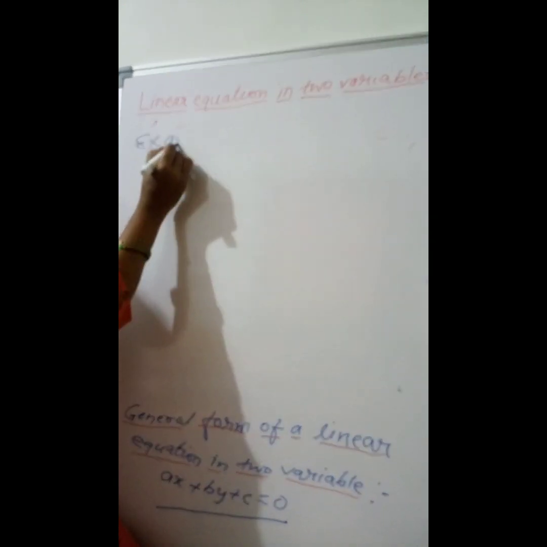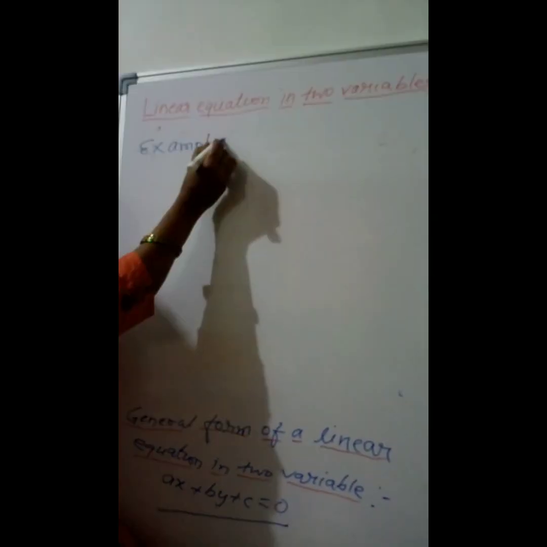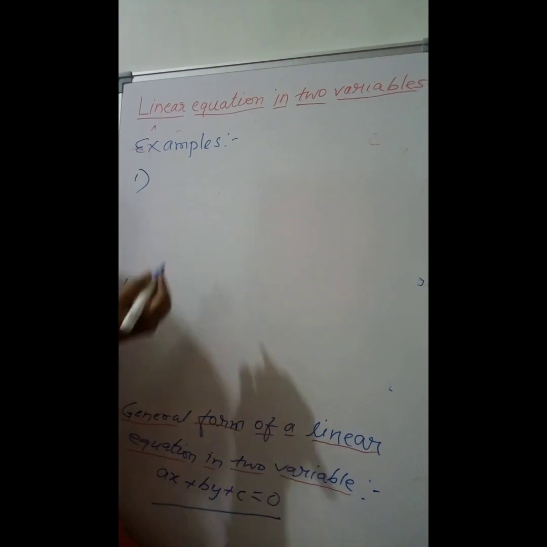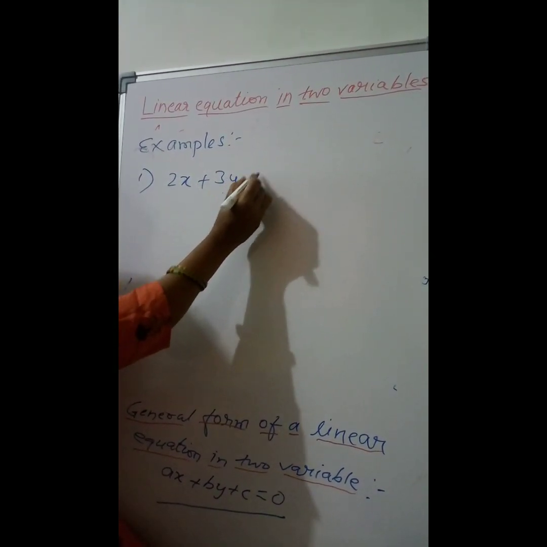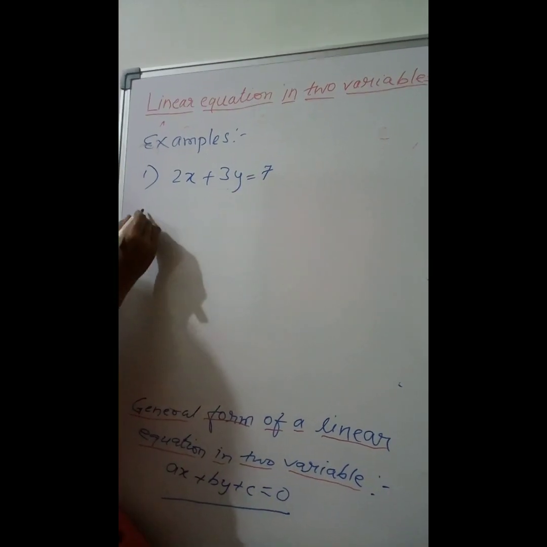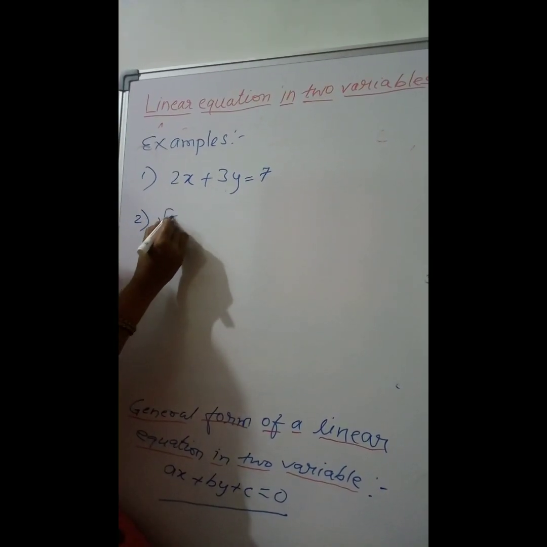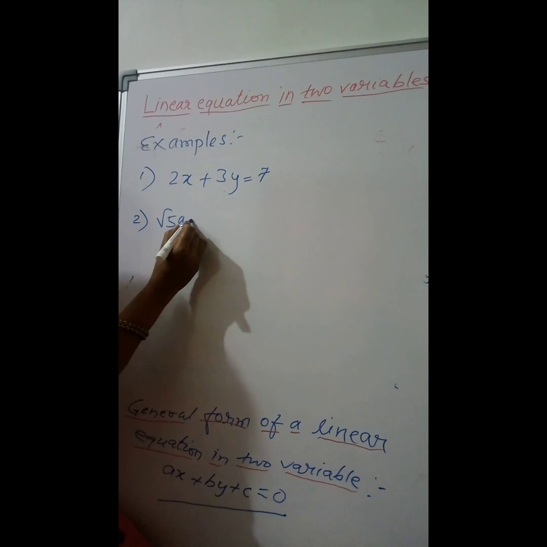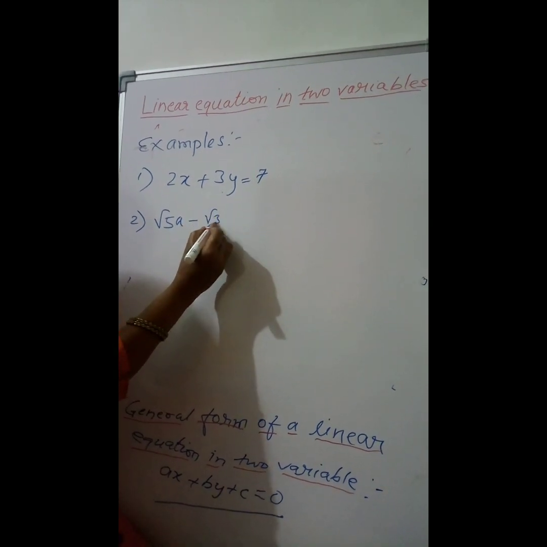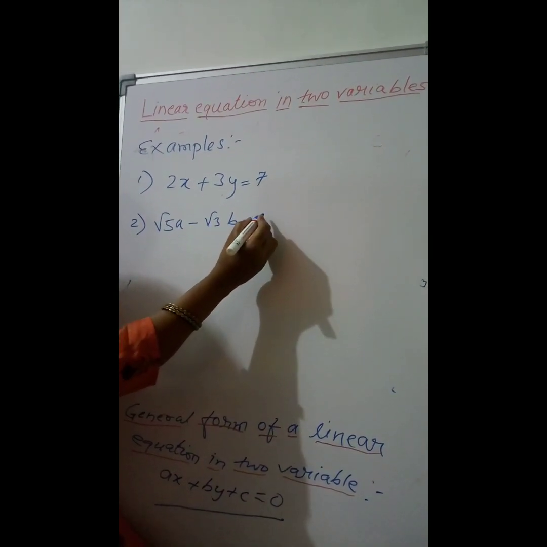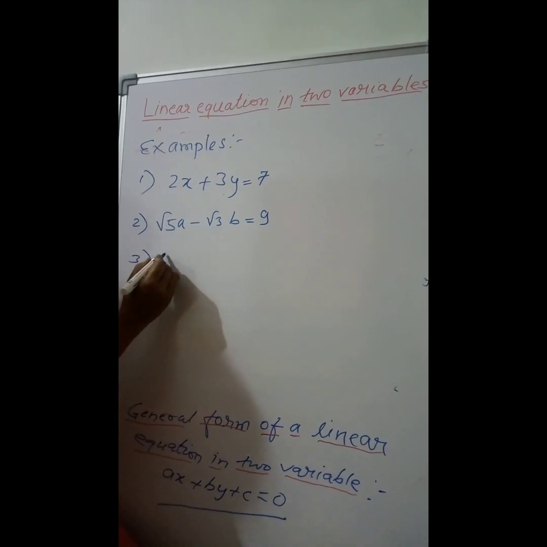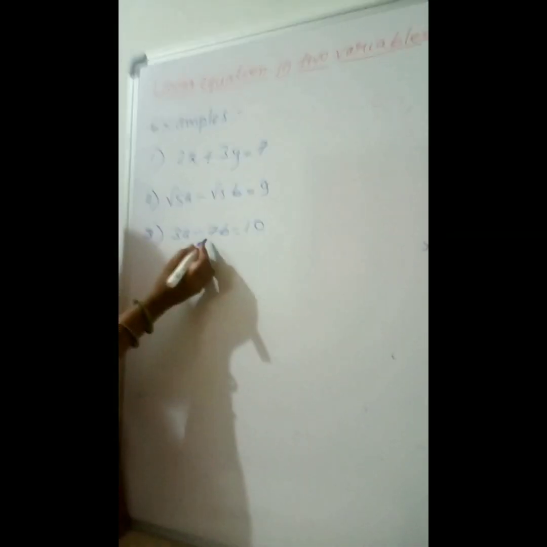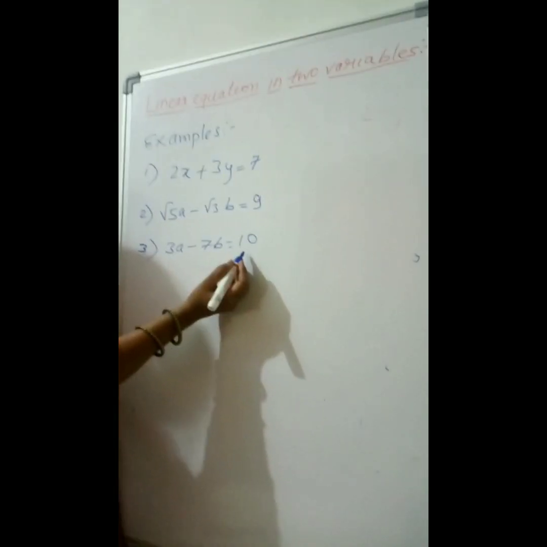Examples. First example, 2x plus 3y is equal to 7. Second example, root 5a minus root 3b is equal to 9. Third example, 3a minus 7b is equal to 0.